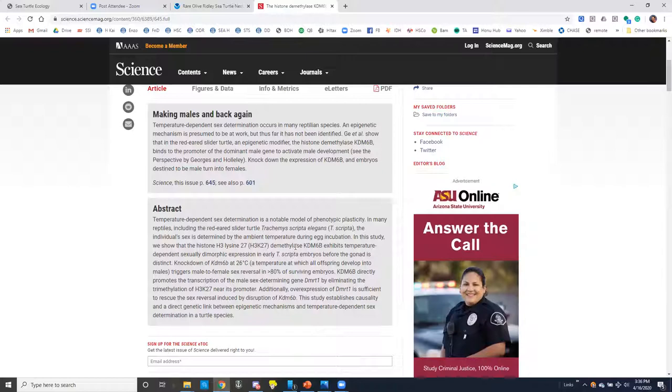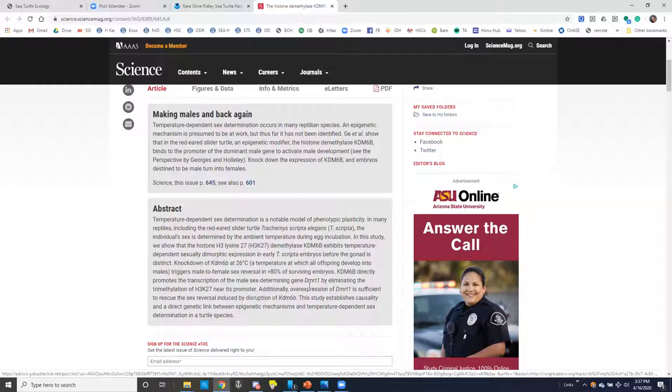And that gene is this KDM6B, right? Which is a demethylase, right? So, I probably shouldn't go too far into that. The demethylase takes a methyl, there's apparently three methyls on this H-K, this other protein right here. And it takes them off, and that allows it to stop expressing this other gene, right?